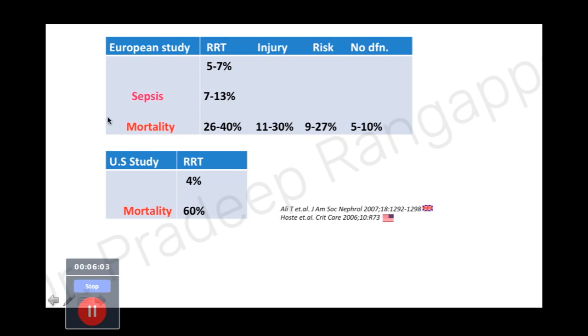And you see it even in the US study. When they're on renal replacement therapy, 4% of them were on renal replacement therapy and mortality was 60%. So you can keep this figure in mind. Any patient in ICU who is needing dialysis for acute kidney injury, the risk of dying can be anywhere between 40 to 60%. So it's a very important dysfunction, and we need to have some sort of correlation with mortality in our mind when we are counseling the family.